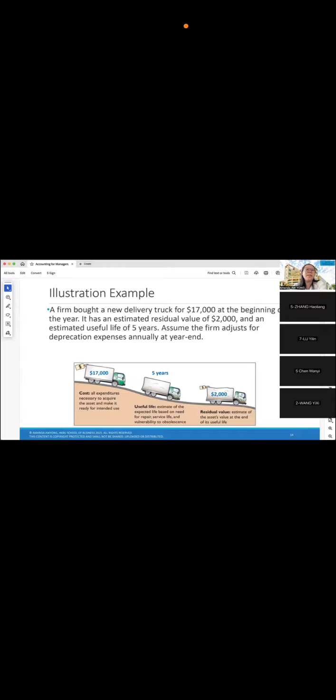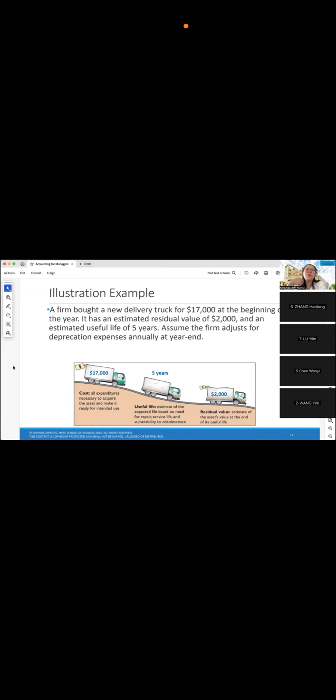So in this example, the firm bought a new delivery truck for $17,000 at the beginning of the year, and it has a residual value estimate of $2,000. So residual value would mean at the end of the useful life, when the firm is done using the truck, they estimate that they can sell the truck for $2,000, or they can scrap it, and the scrap metal would be worth $2,000. Okay. They also further estimate that the truck would have a useful life of 5 years.